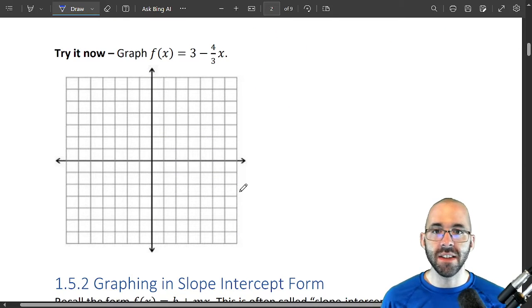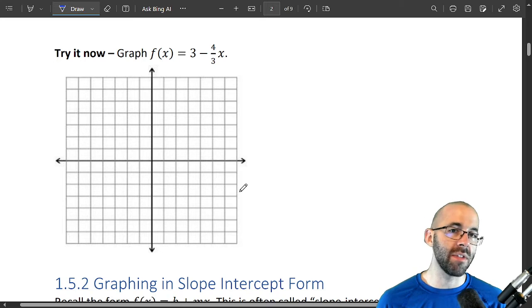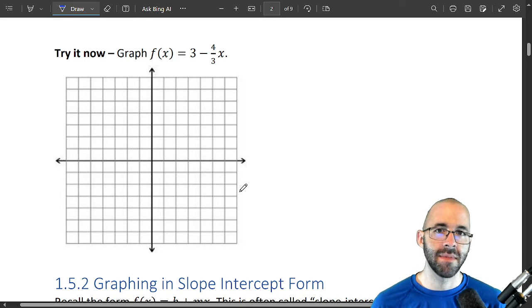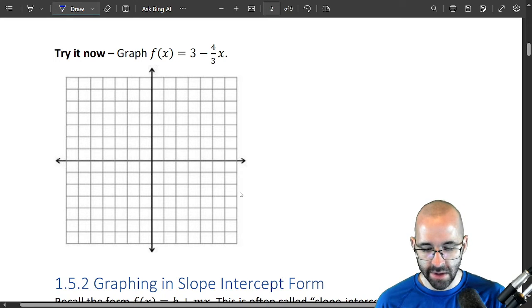Feel free to try this next graph. Try to do what we did in the previous one. All right, pause the video, and then we'll go through it together.